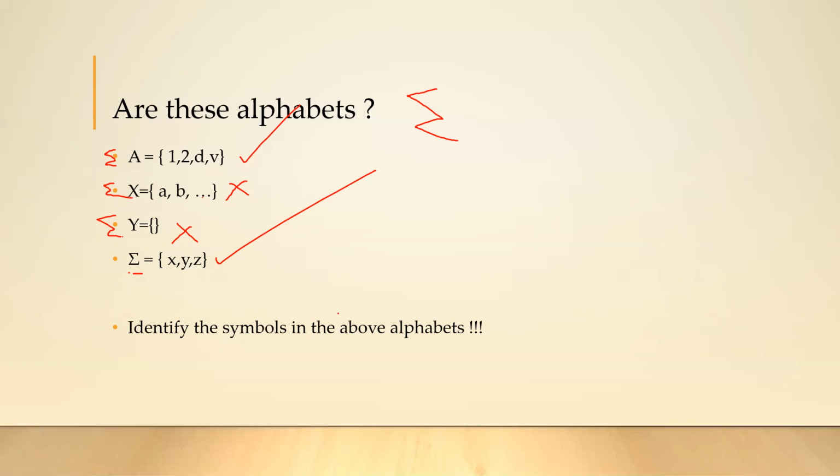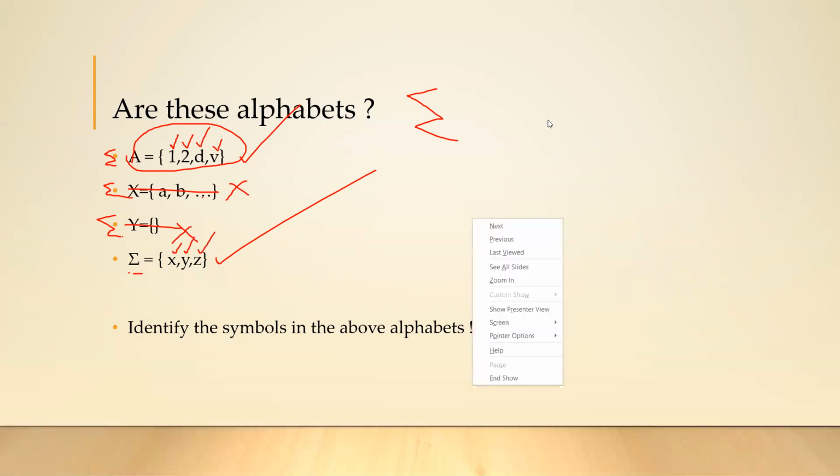Now let's identify the symbols in each and every one of these alphabets. Now, this A is my set of alphabets. If I go into the symbols or letters, 1 is a symbol, 2 is a symbol, D is a symbol, V is a symbol. I need not talk about this case and this case because they are no longer valid. And the last one, I can say X is a symbol, Y is a symbol, and Z is a symbol.